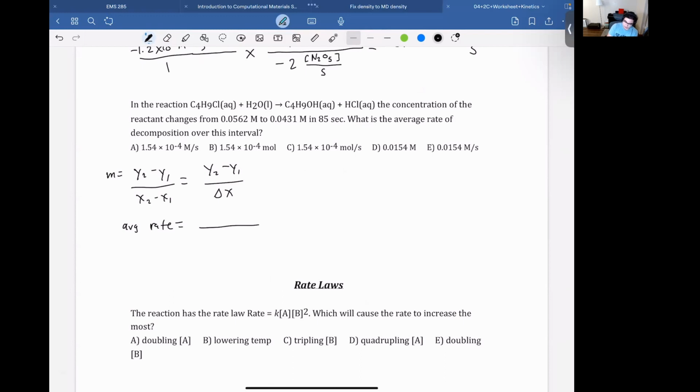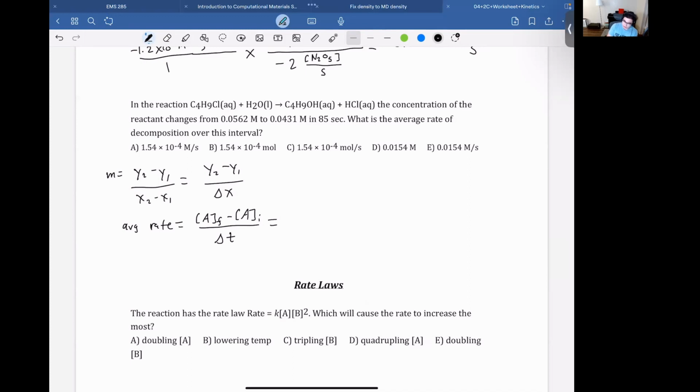The dependent variable is the concentration. You can think of the second one as the final concentration over this interval. Think of the first one as the initial concentration over this interval divided by the change in time, right? The concentration is a function of time, so this is okay to think of it like that.